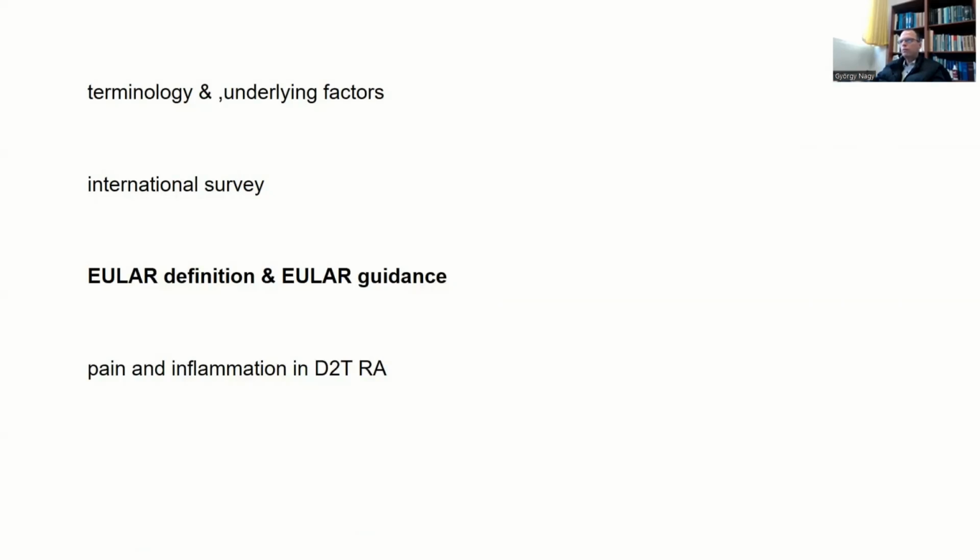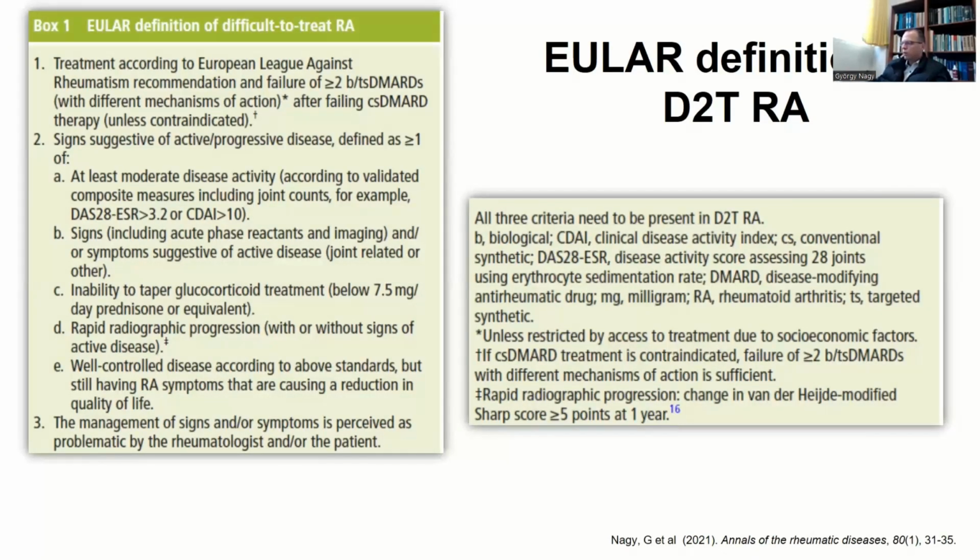So now that we had the results of the survey, the task force created a definition and guidance, an EULAR definition and an EULAR guidance for the treatment of these patients. So let's see the EULAR definition first. I'm sure that most of you already know this definition and met it before. The definition has 3 points, and all 3 should be met to have the definition of difficult to treat disease. The first is dealing with the treatment failure history. The second is dealing with the various signs of active progressive disease, and the third is a kind of agreement or perception of the disease.